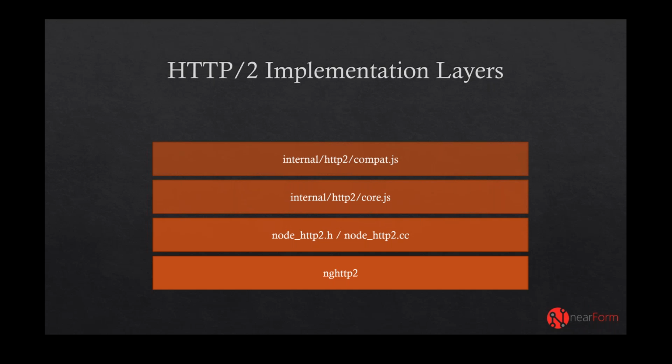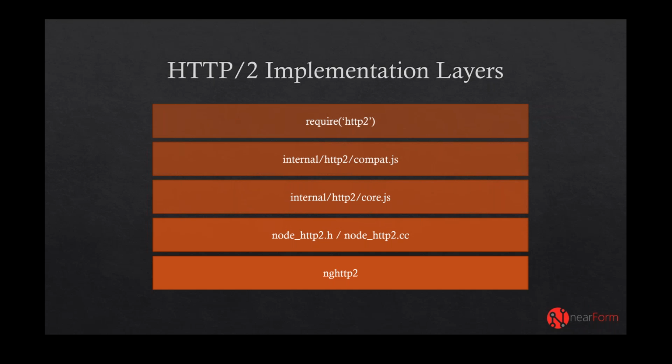There will be some differences because of differences that exist in the protocol. For example, the status message on a response no longer exists in HTTP2. So there are some API differences, but for the most part, the compatibility layer is designed to be as close and familiar as possible. And when everything is said and done, either one of the APIs, the core or the compatibility, will be available by doing a require HTTP2, which will become a new core module.